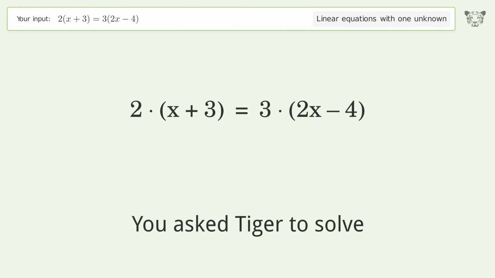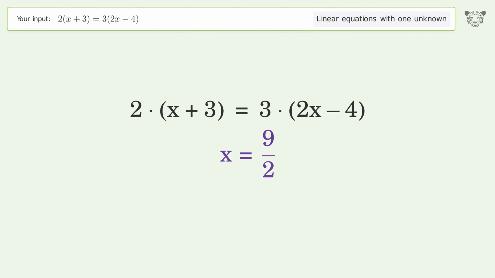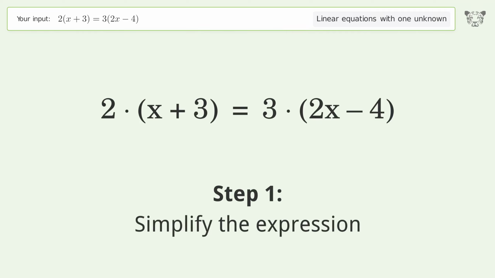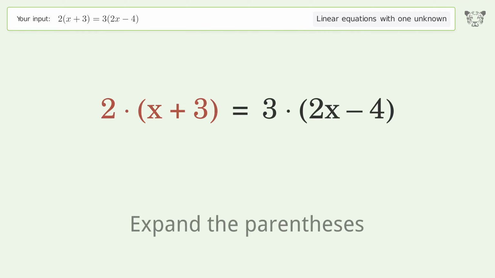You ask Tiger to solve. This deals with linear equations with one unknown. The final result is x equals 9/2. Let's solve it step by step. Simplify the expression. Expand the parentheses.